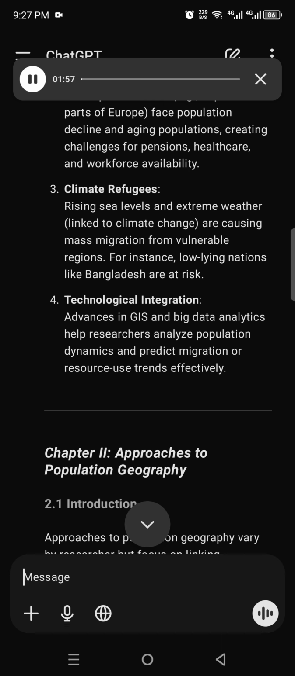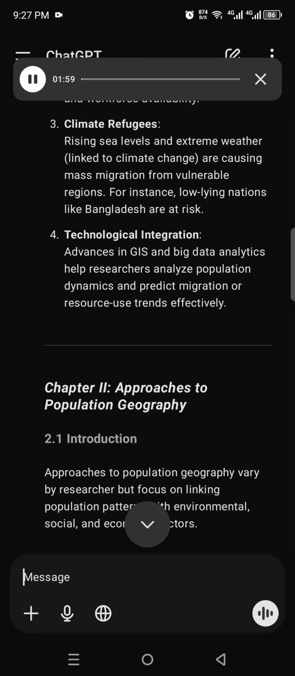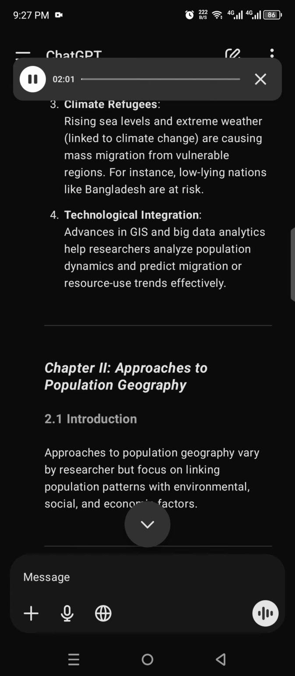4. Technological integration. Advances in GIS and big data analytics help researchers analyze population dynamics and predict migration or resource use trends effectively. Chapter 2. Approaches to population geography.